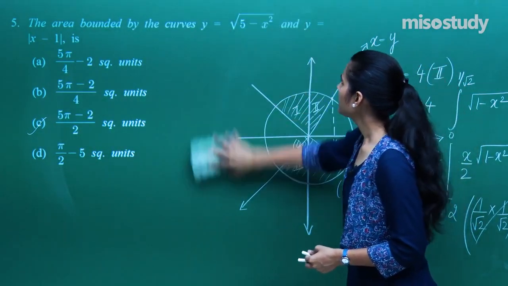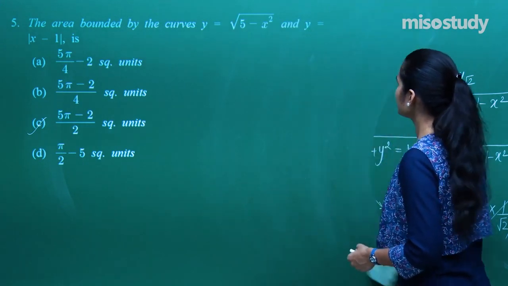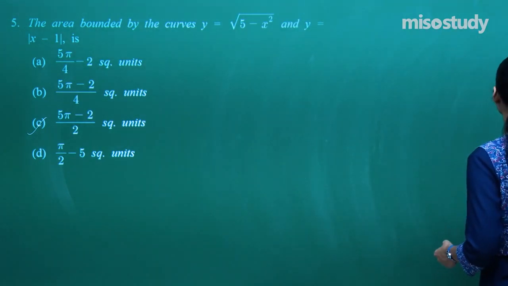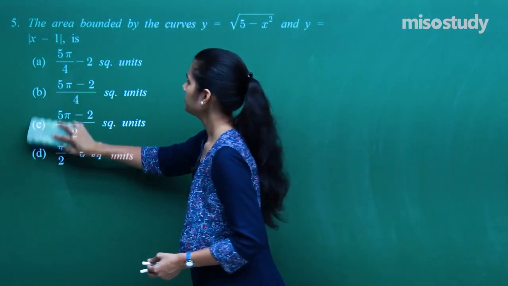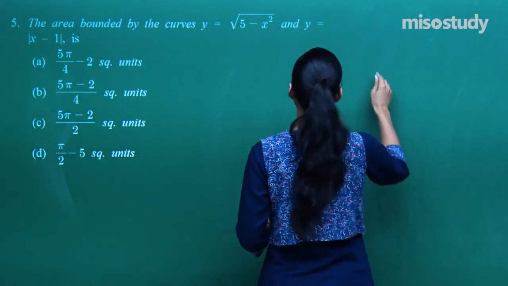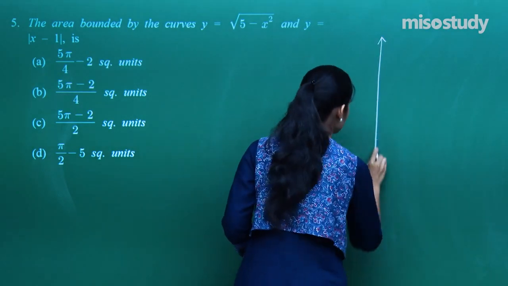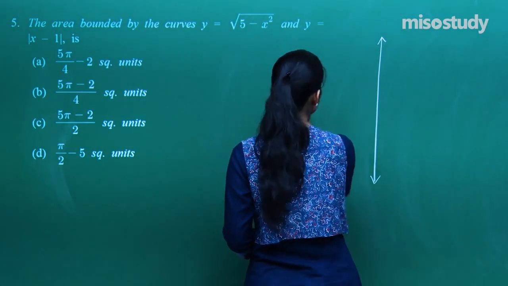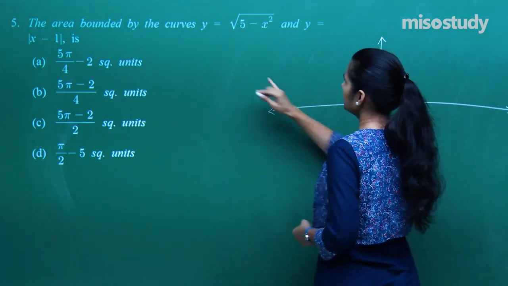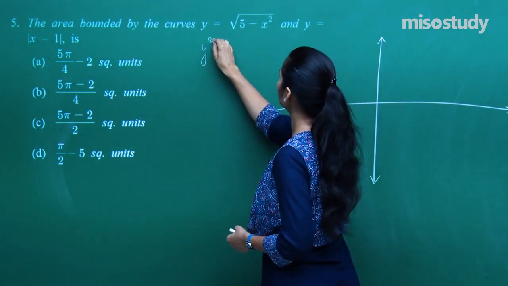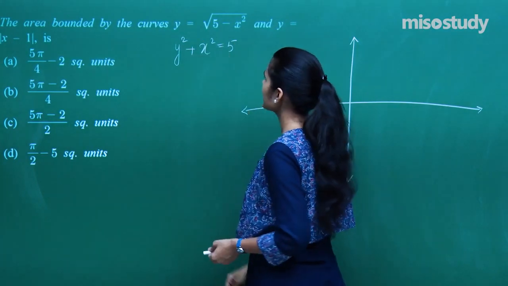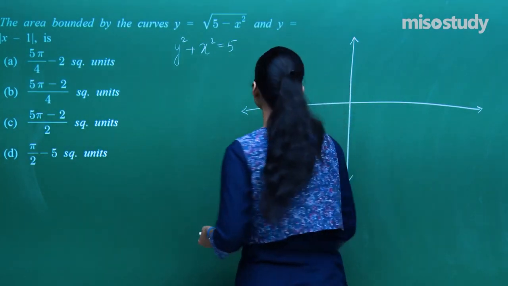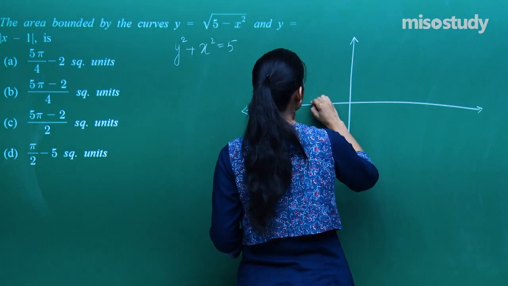The area bounded by the curves y equals root over 5 minus x square and y equals mod of x minus 1 is what? Okay, let's see what this tries to say. It is basically saying what? Let me tell you the figure. If you try to decode the figure correctly, this is y square plus x square equals 5, which is nothing but a circle.